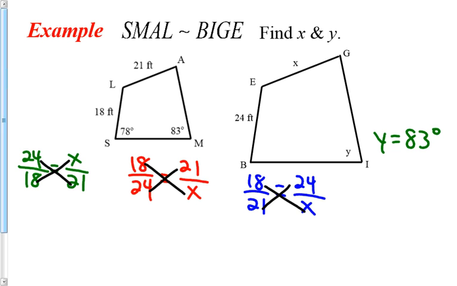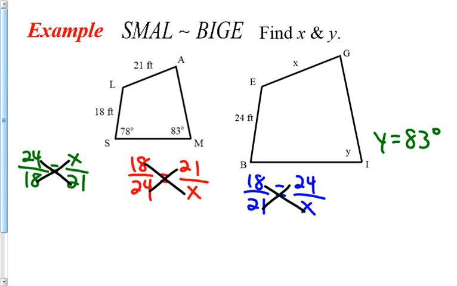Now, there are proportions that would not work. So a proportion that might not work is 18 over X equals 21 over 24. So let's examine this. 18 comes from the left quadrilateral and X comes from the right quadrilateral, but those sides do not correspond to one another, right? And the same thing, 21 comes from the left, 24 comes from the right, but they don't correspond. So that would be an example of a proportion that does not work.